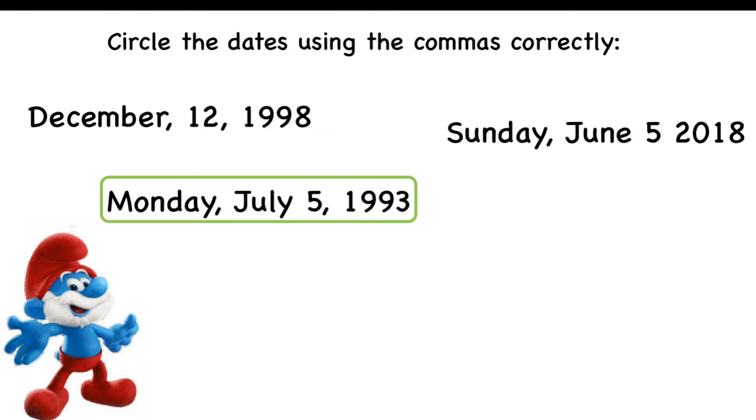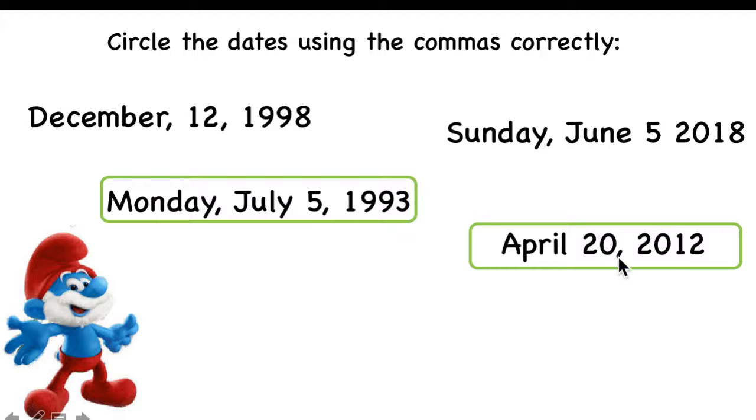Next one. Sunday, June 5, 2018. Is this correct? No, because the comma between the month and the year is missing. There is no comma. Not good. What about this one? April 20, 2012. Is this correct? Yes, it is. We separate the month from the year, and include the number of the day with the month.